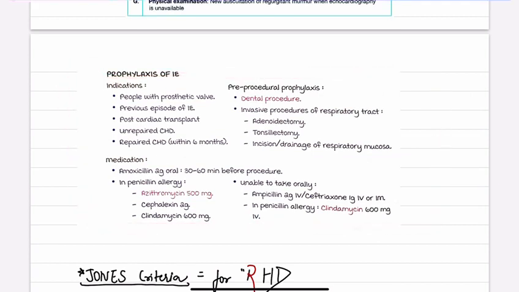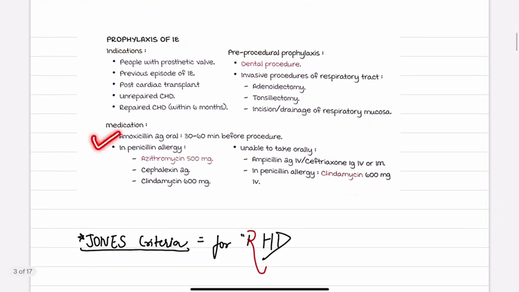Like people with prosthetic valve, previous episode of infective endocarditis, post-cardiac transplant patient, unrepaired CHD patient, or a repaired CHD within 6 months. This is important and can be asked in pediatrics also. And in the pre-procedure prophylaxis, if someone is doing a dental procedure or an invasive procedure of the respiratory tract like adenoidectomy, tonsillectomy, or incision and drainage of the respiratory mucosa, this is the important pre-procedure prophylaxis.